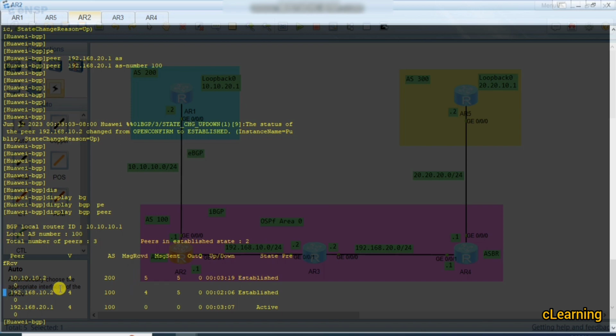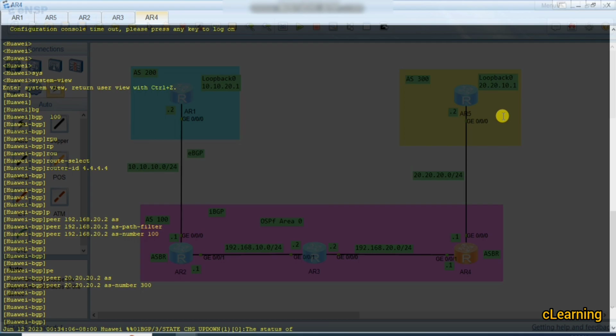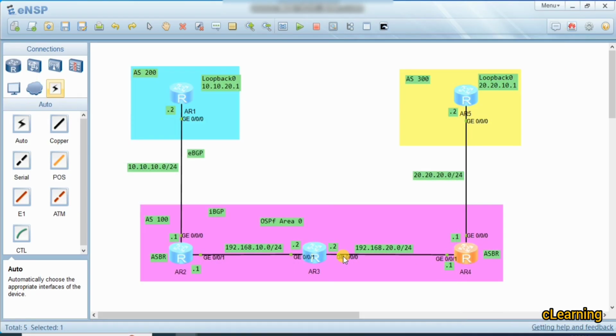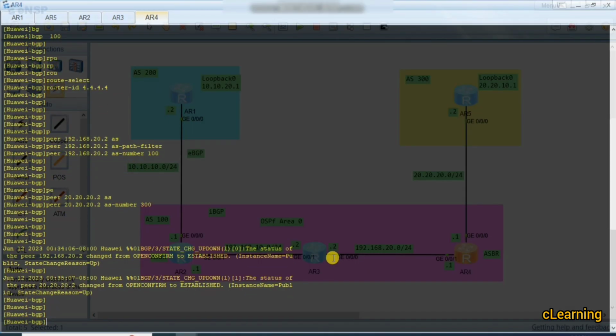Another peer is 192.168.10.2, which is this one, and the peer has been established on this interface. This peer 20.1 is still in the active state; they are not established yet, they will be established after some time. You can see the reason: I forgot here to tell it that we also have this peer and this peer, so that's why this is in the active state.